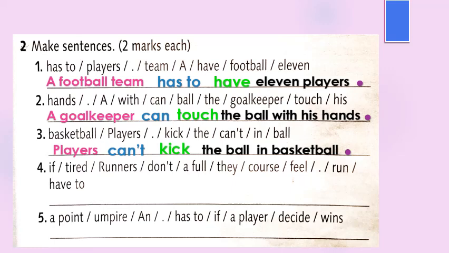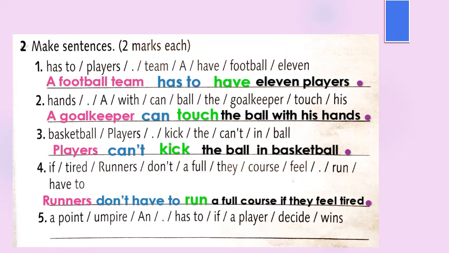Number 4. If tired runners don't, so it is negative. A full they course feel. Full stop, run, have to. So here we need to use the rule of have to. So runners don't have to run a full course if they feel tired. إذن اللاعبين الذين يركضون يجب عليهم ألا يركضوا الشوط كاملة إذا شعروا بالتعب.